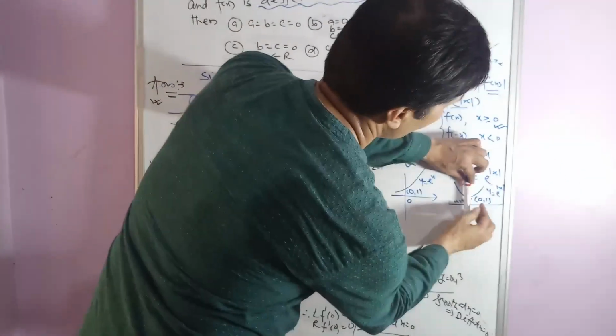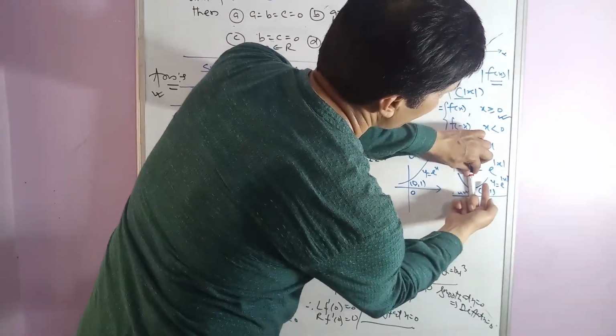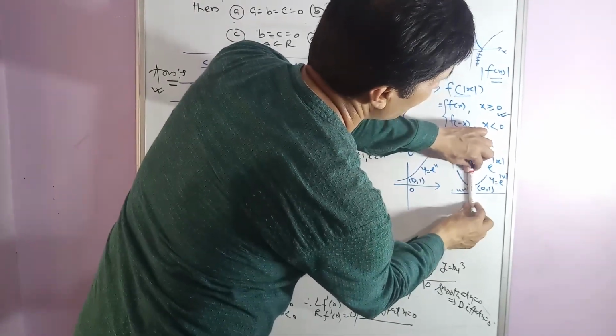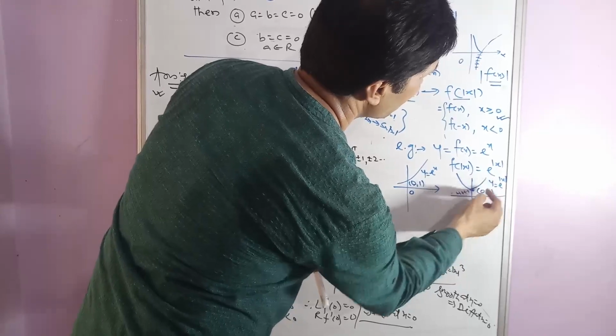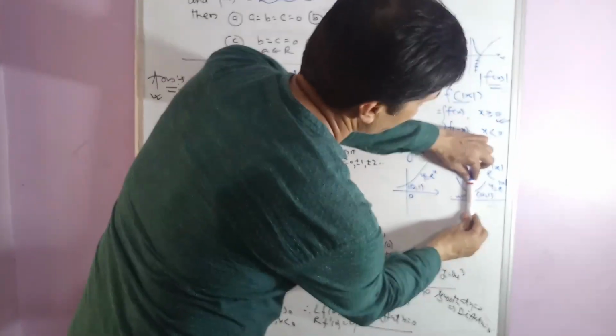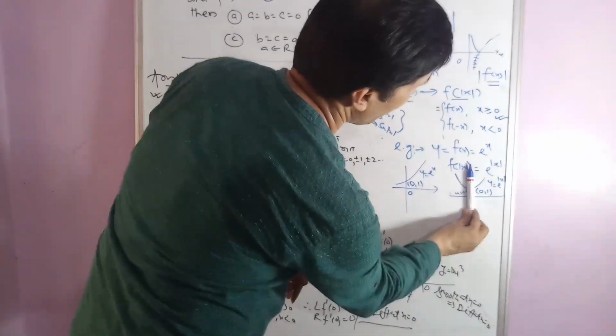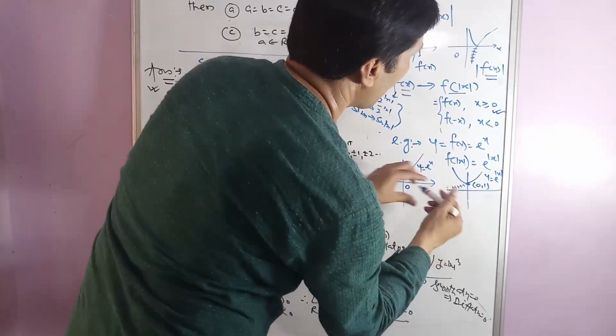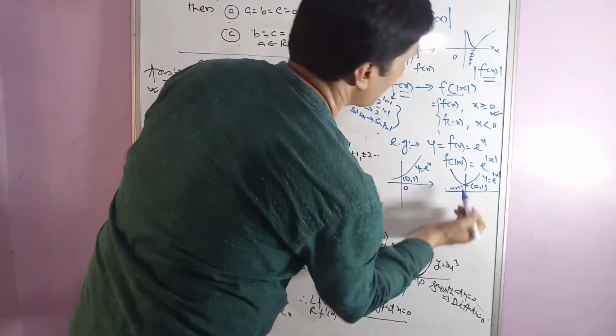Now we take the image of the right part about the y-axis through 180 degrees. If we consider the y-axis as a line mirror, the image of this will be this. The graph of e^|x|.